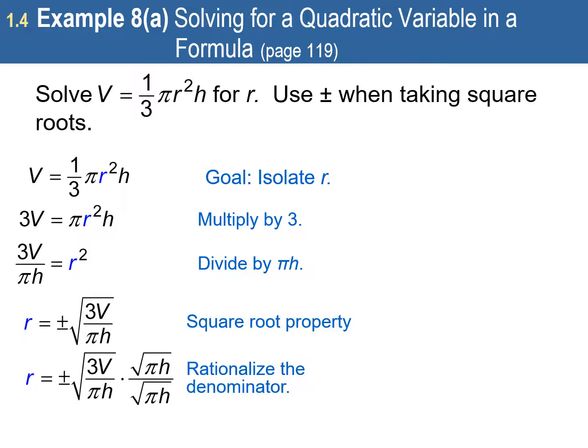But now we don't want radicals in the denominator. So we're going to rationalize the denominator by multiplying by the square root of pi h over the square root of pi h. So we get r is plus or minus the square root of 3V pi h divided by pi h.